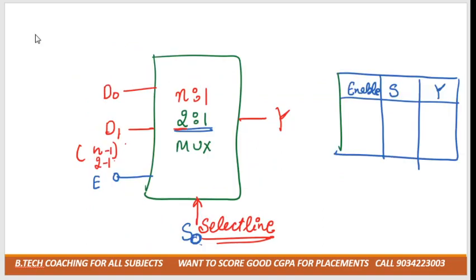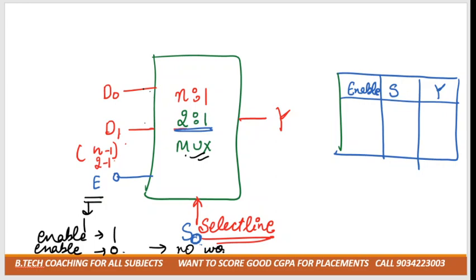So if we give the enable pin 1, then your multiplexer will work. If your enable pin is 0, then whatever input you give, the output will always be 0. In that case your multiplexer will not work. So enable is 0, no multiplexer work, or we can say no mux work. If enable pin is 1, then only the mux will work.